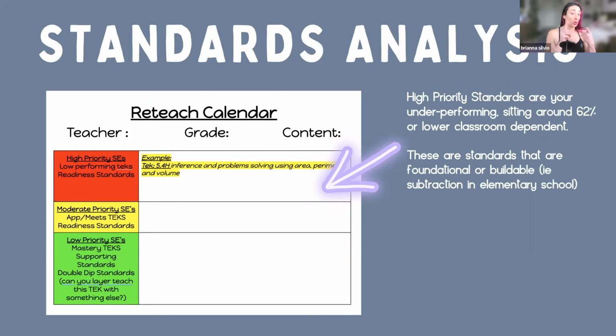That's how I determine what is a high priority SE or standard. It is something that's either really low performing, something that stands out to me as a teacher, like that 44% accuracy. It's something that is foundational. If we don't get this, there's no way that they can get this, this, and this.